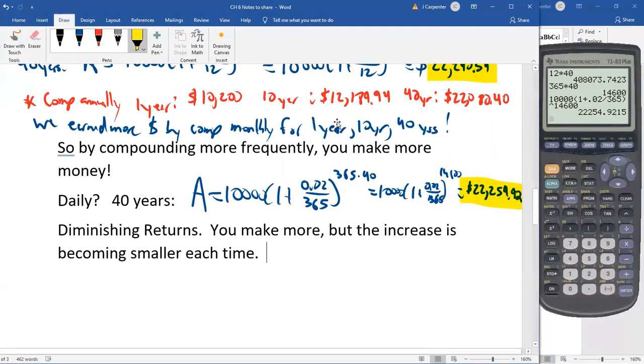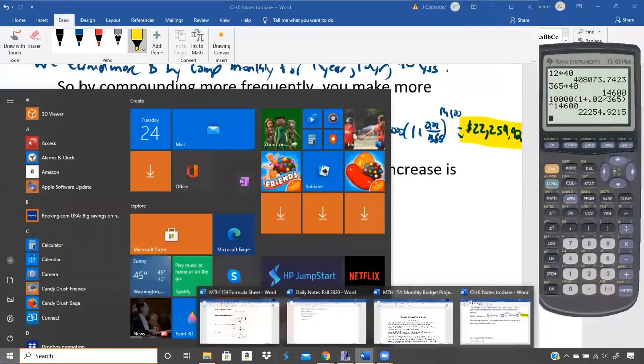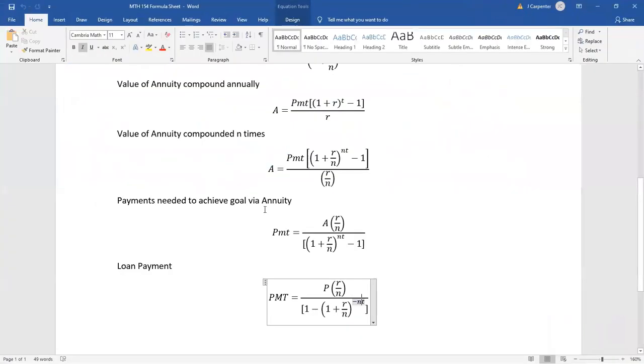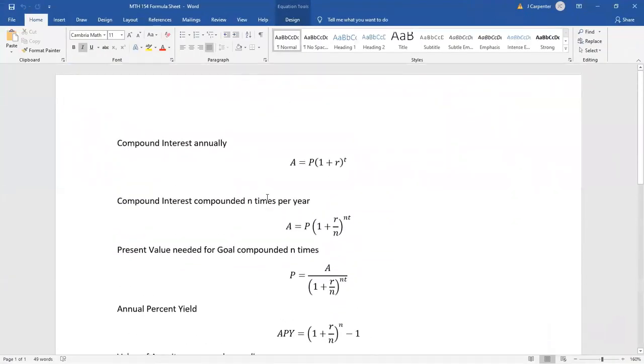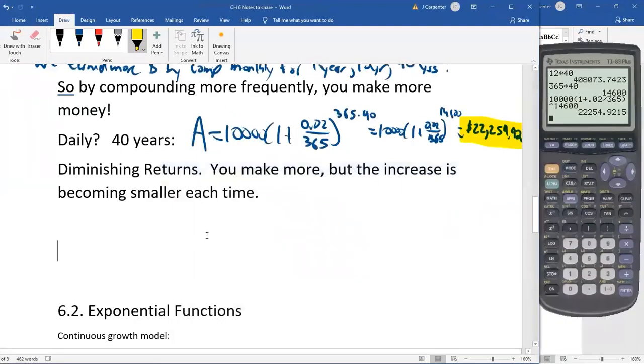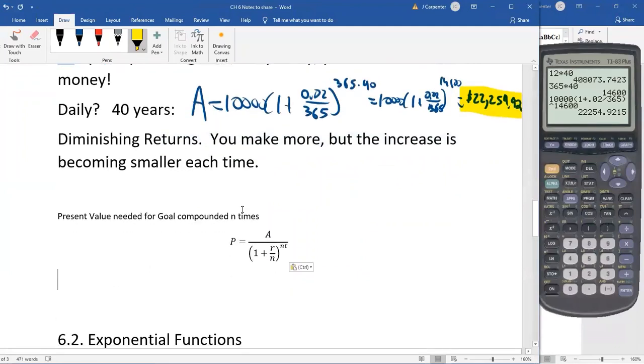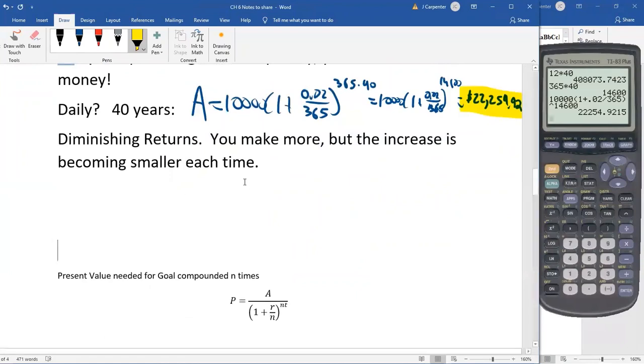All right, so now what I want to do is, I'm actually going to pull back that formula sheet. And I'm going to do this. I'm just going to copy paste because I don't know why it's not on this. There we go. One more formula in 6.1 before we move on. Present value needed for a goal compounding n times.